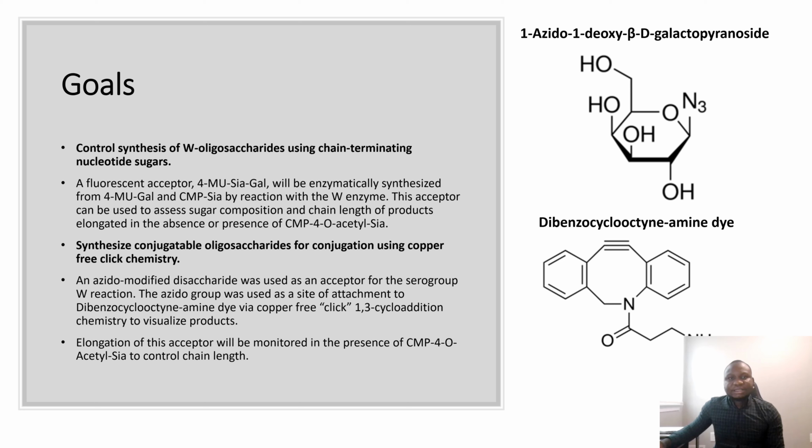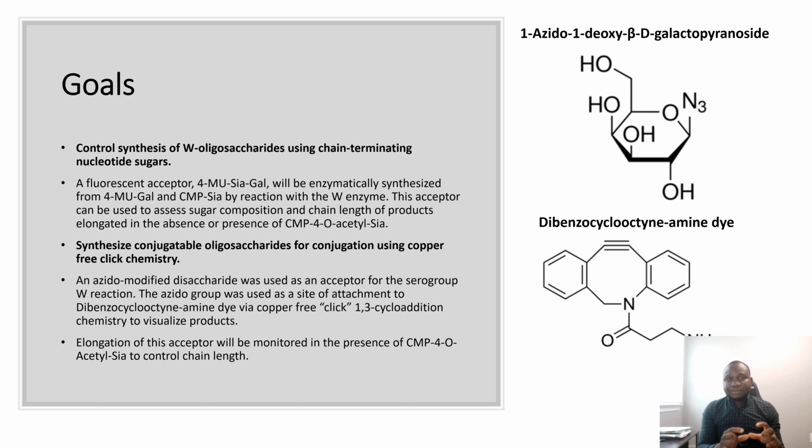And then what is click chemistry? Click chemistry contains a series of small molecule reactions that is commonly used in bioconjugation, and it allows substrates of choice to be joined with specific biomolecules. For the two goals that I mentioned, we are using two methods.